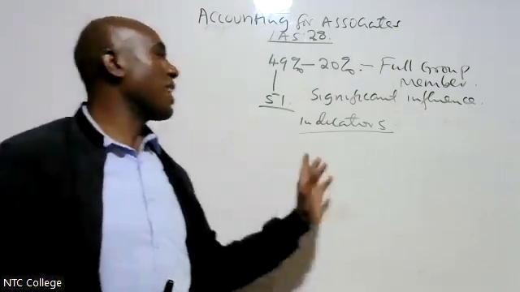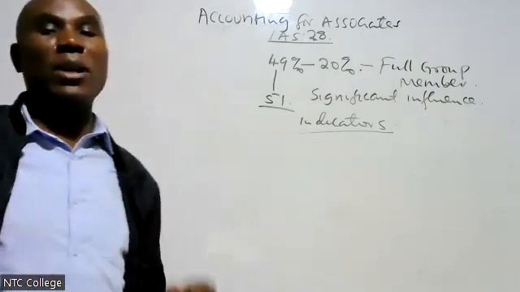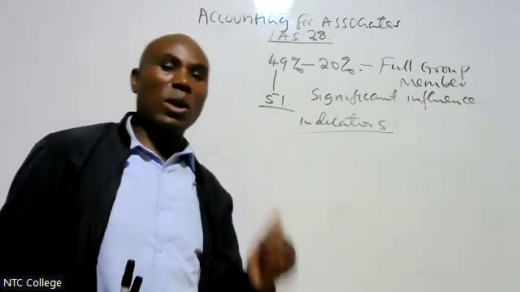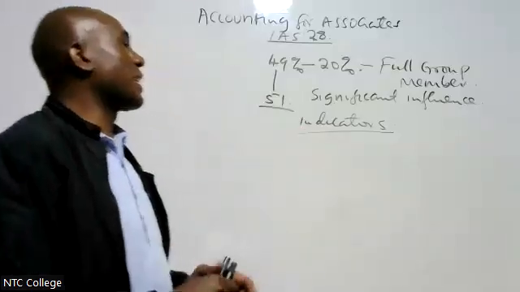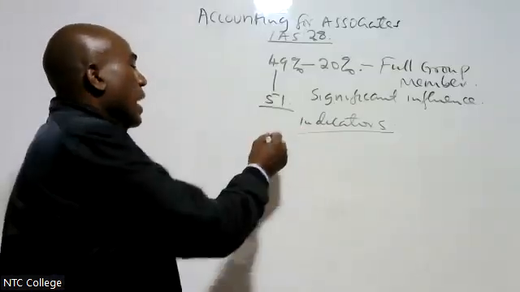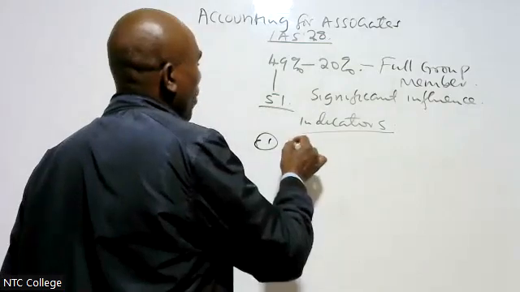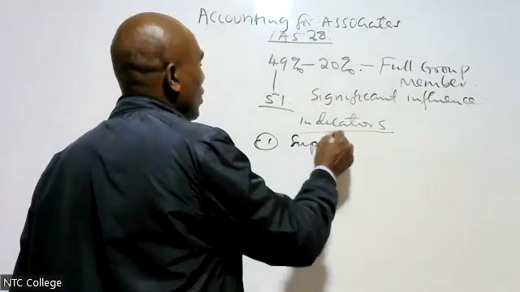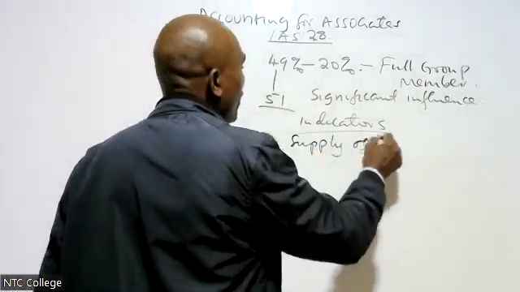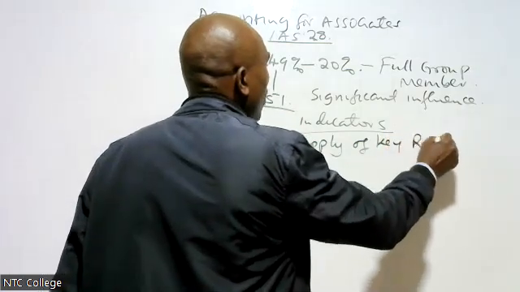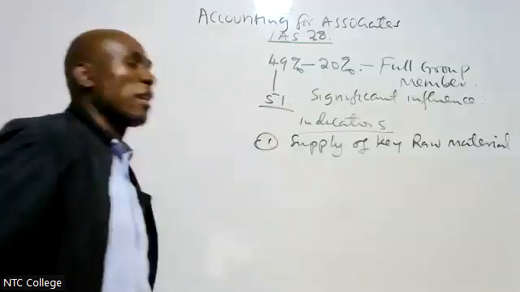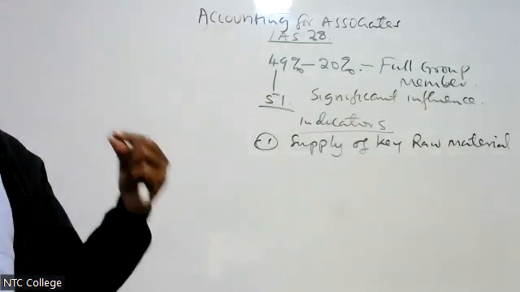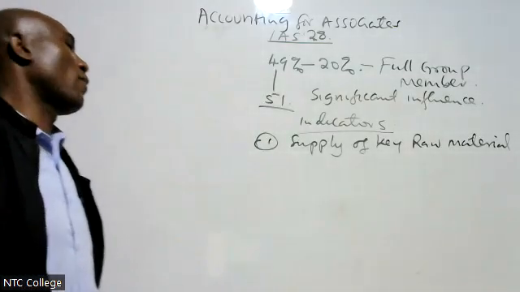Therefore, we are saying significant influence is the power to participate in financial and operating activities of an entity. What are the indicators of significant influence? Number one is supply of key raw materials. I can supply key raw materials to this company because I have significant influence.